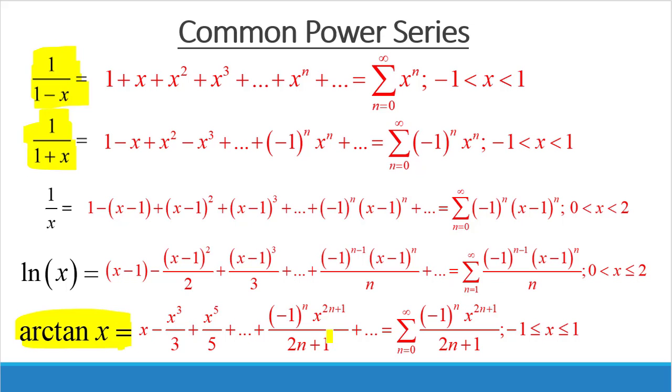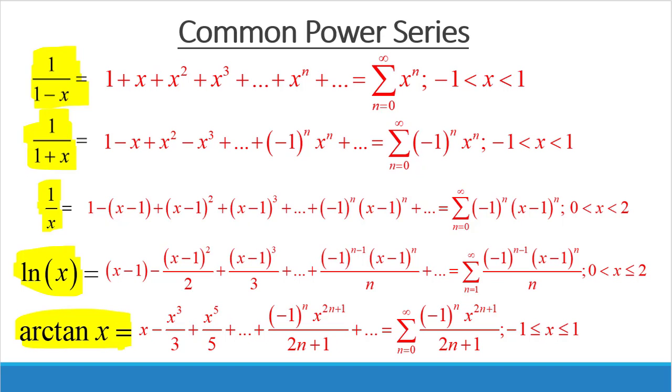And then you have 1 over x, where basically you're substituting in 1 minus x. And then ln of x is just the antiderivative of 1 over x. So make sure you have those written out. Make sure you have those memorized. These are quick things, kind of like derivatives, that you want to know to be prepared for the AP test.